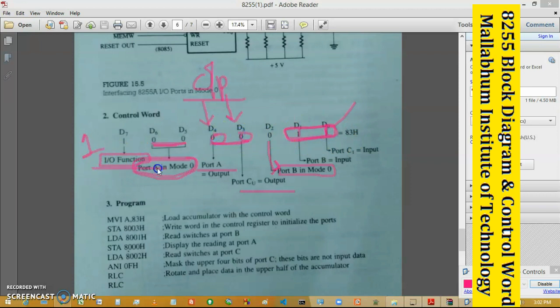So all the bit pattern is loaded, and the final value is 83 hex. So our control word is 83 hex. Now whenever the 8255 reads this 83 hex, it will know how to do things accordingly, that means it actually knows what you want to do with the 8255. The 8255 reads it and operates according to the control word.